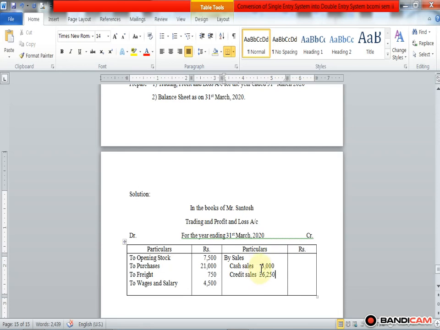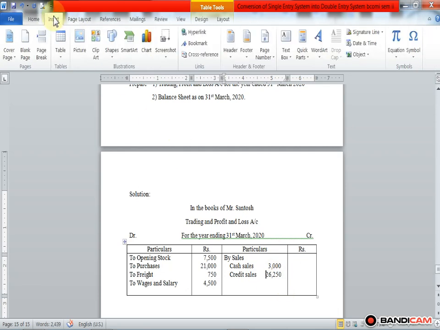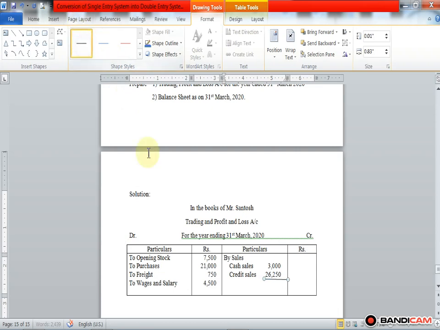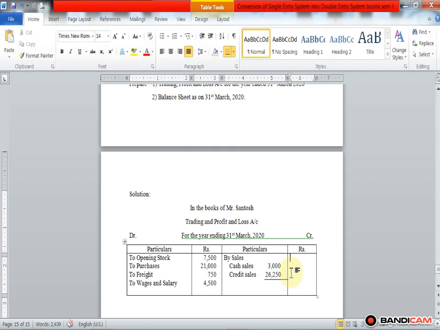26,250, got it. So make the total of this, and the total is written in the outer column, amounted to rupees 29,250. Total in the outer column.